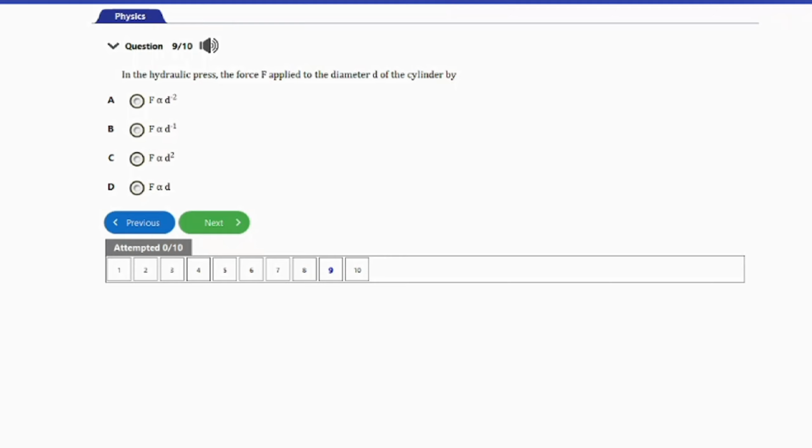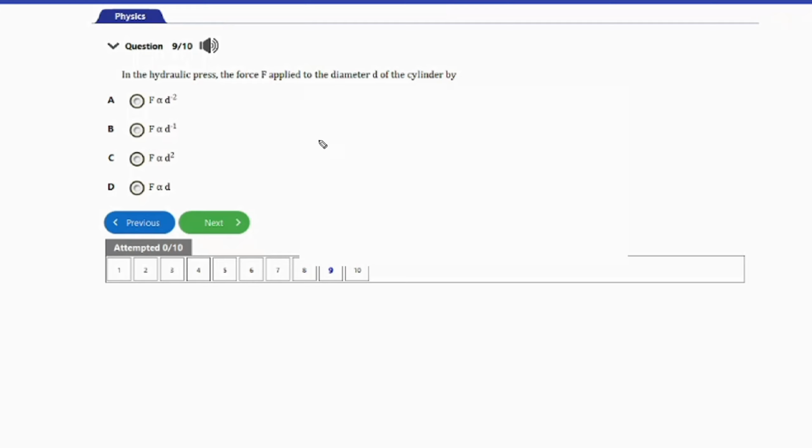It says, in the hydraulic press, the force F applied to the diameter D of the cylinder by, we have A, F varies as D to the power of negative 2, B, F varies as D to the power of negative 1, C, F varies as D to the power of 2, and D, F varies as D. So guys, we are going to actually solve these out together.